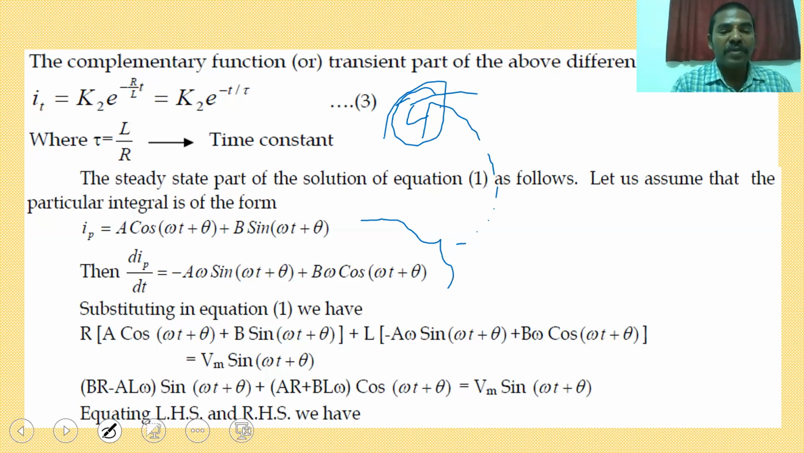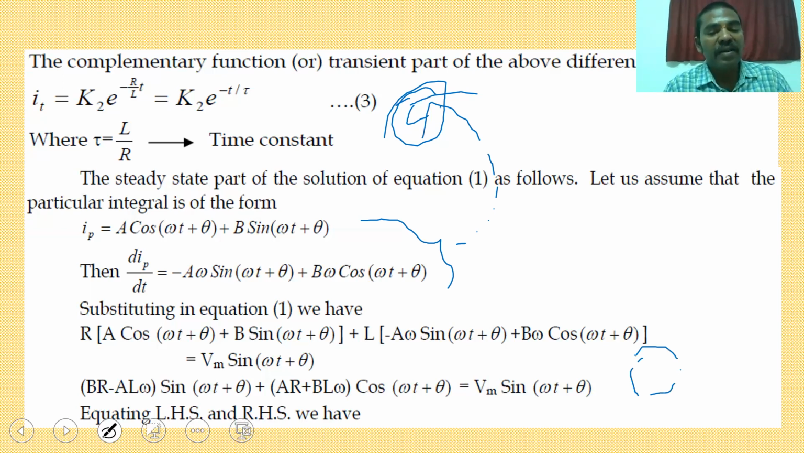Now I am segregating the sine terms and cosine terms. So (Rb minus aL omega) into sin omega t plus theta, plus (aR plus bL omega) cos omega t plus theta, is equal to Vm sin omega t plus theta. In the right hand side you don't have any cos functions. So by comparing LHS and RHS, the cos term on the right hand side is 0.